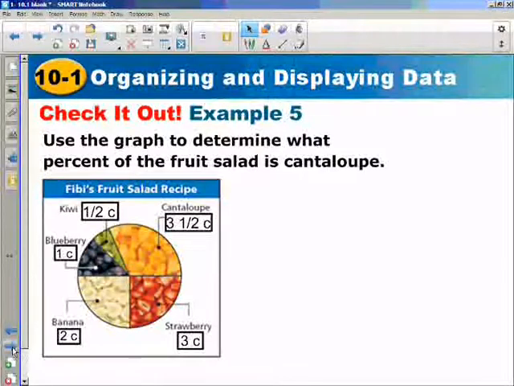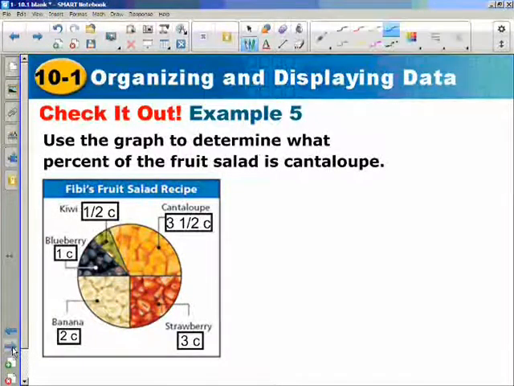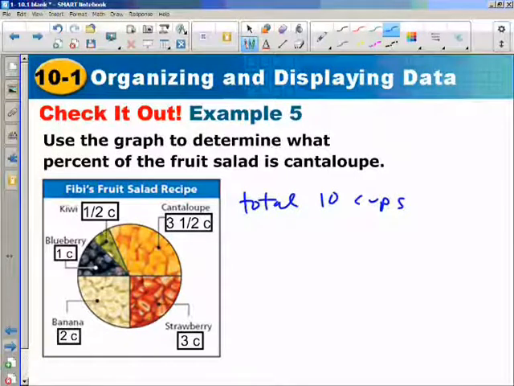Okay, I've got my calculator out. I'm going to add up all these values. I'm going to use decimal form. You probably do as well. I'm going to do 0.5 plus 3.5 plus 1 plus 2 plus 3. I get a total of 10. The total volume is going to be 10 cups. And of those, the cantaloupe represents 3.5. So I'm going to have 3.5 over 10. Really don't need a calculator for this. Looks like it's going to be 35%.